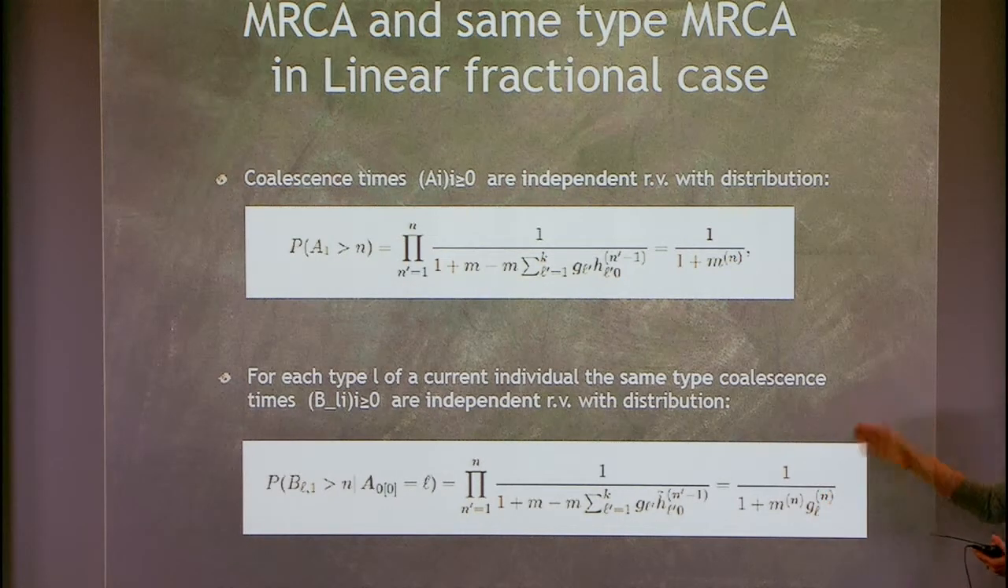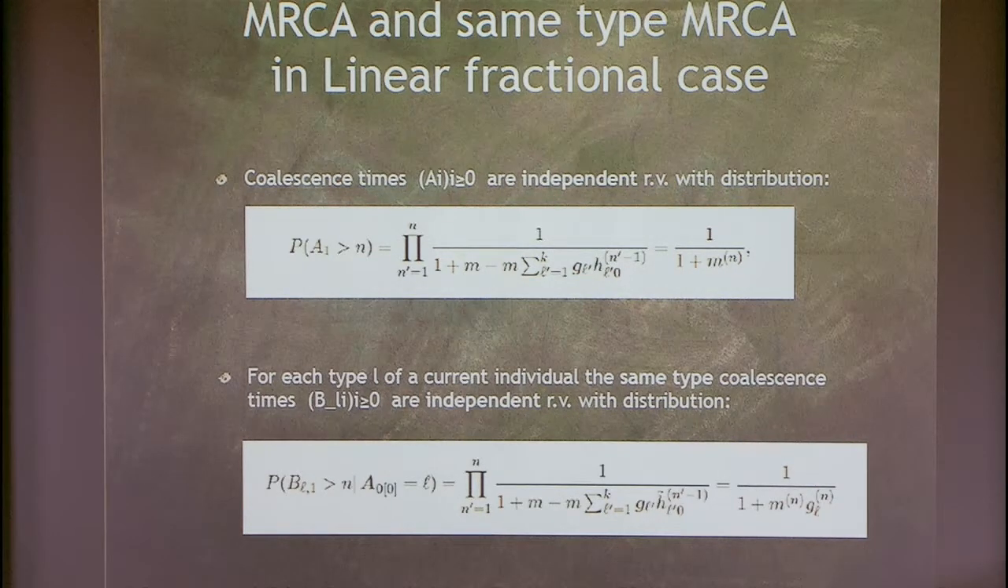So essentially, in the multitype linear fractional setting, you have a very nice structure, because this is no longer a complicated Markov chain. It's just a sequence of independent, identically distributed random variables as you go along.